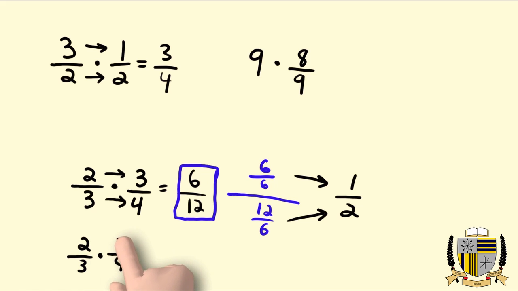The fact that I have a 3 up here and a 3 down here is almost like saying 3 divided by 3, which is 1. So they're going to cancel each other out to be just 1. And now we're going to be left with this 2 over 4.